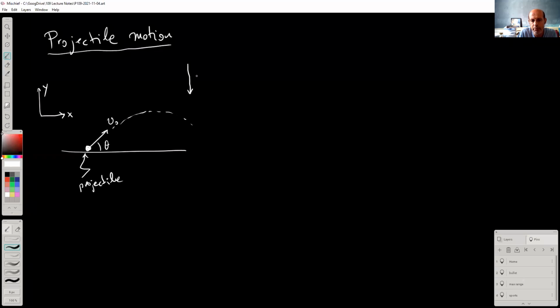What's important here is that the acceleration is equal to the gravity, which is a vector pointing in the downward direction. For that reason, when people analyze these kinds of problems, they choose axes in such a way that one axis is vertical, usually the y-axis, and one axis is horizontal.